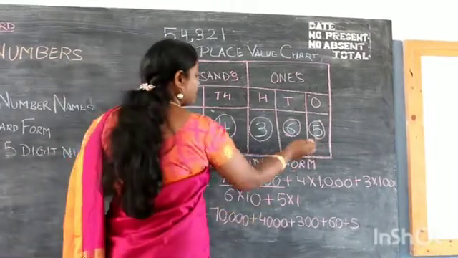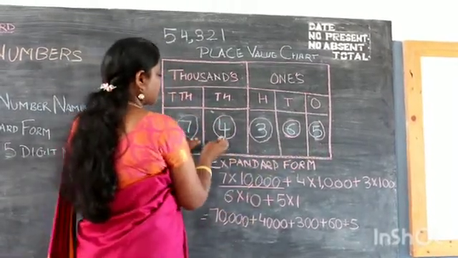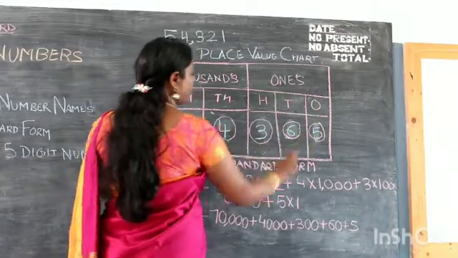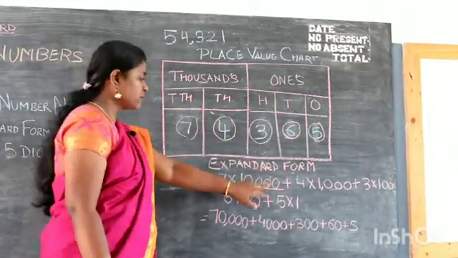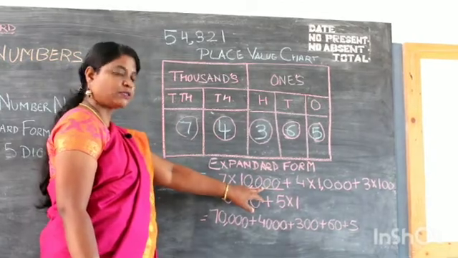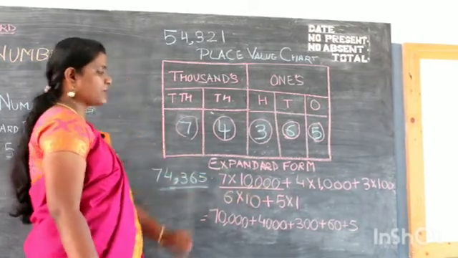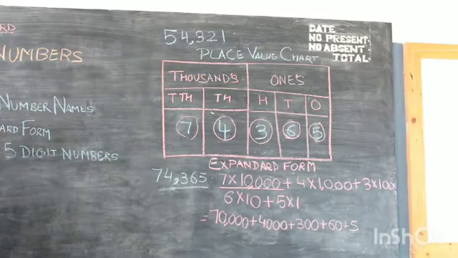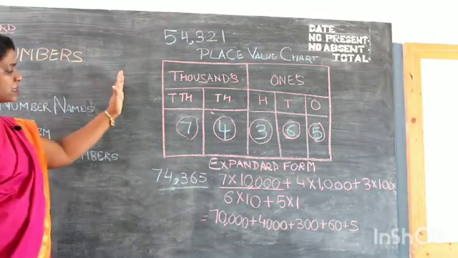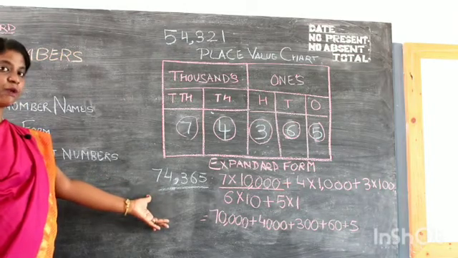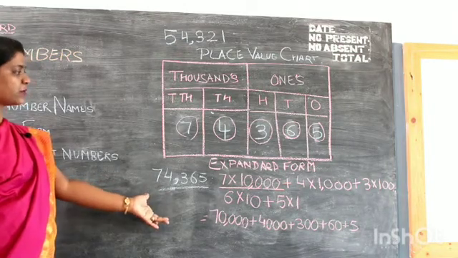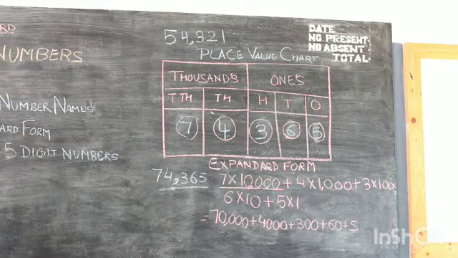Because from here if you count, you will see that next to 7 you have 1, 2, 3, 4. 4 digits. So that is why we are having 4 zeros over here to denote the position of that number. Okay, so from the place value chart, looking at that, you have understood how we are going to write the expanded form. Okay, this is how you're going to write the expanded form.